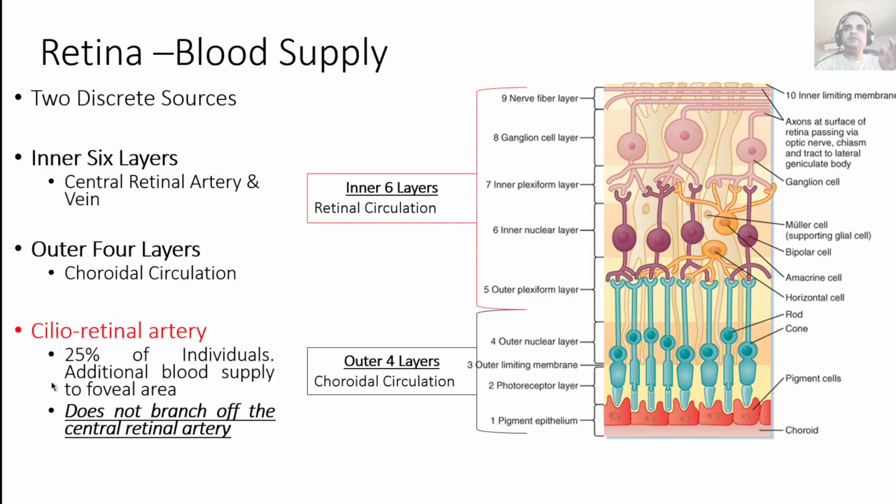There is a very special artery which is called the cilio-retinal artery. It's an offshoot of the ciliary circulation or the choroidal circulation, but it supplies the foveal area, all of the layers of the foveal area. And that is somewhat important, and we will see why that is important when we talk about retinal arterial obstructions.